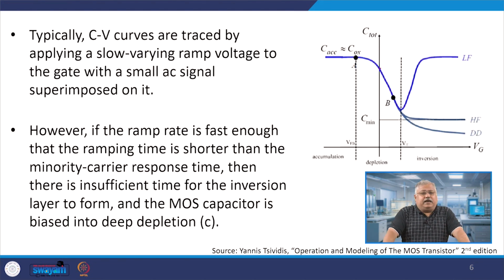Let us come to the CV characteristics. We have also discussed this point again. This is for an N channel enhancement mode, not a depletion mode, and therefore, you see the minimum value is shifted to the right of my VG, depletion region, right.